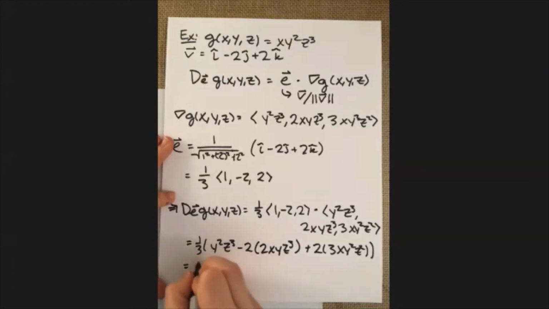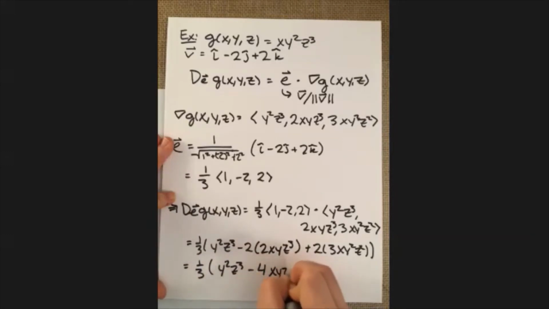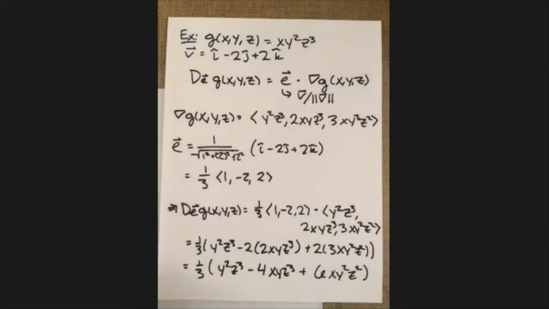So we'll just clean this up a little bit. We have 1/3 (y squared z cubed minus 4xy z cubed, and then plus 6xy squared z squared), just like so. And that's pretty much all there is to that.